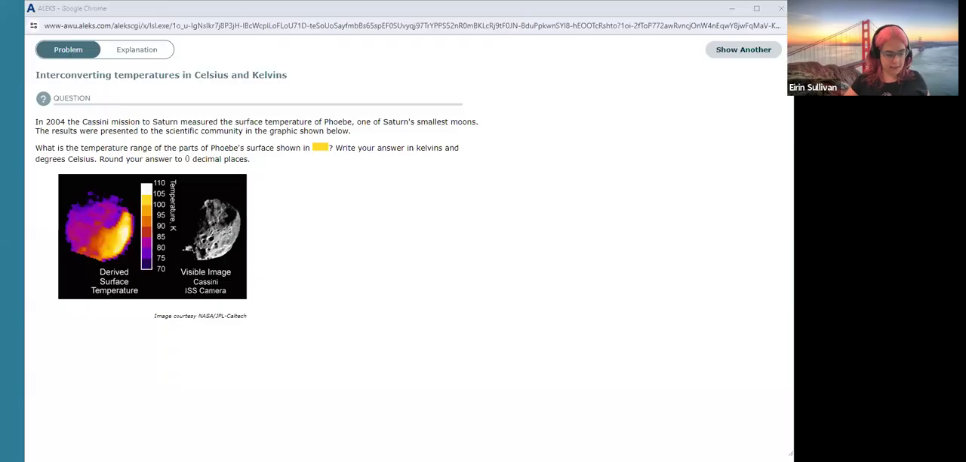The topic is interconverting temperatures in Celsius and Kelvin. So to help you out with this one, basically Celsius and Kelvin, the size of a degree is the same, they just have a different 0 point.